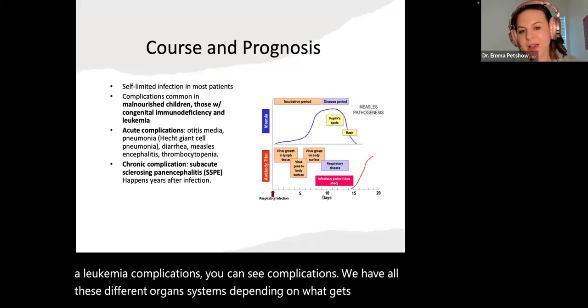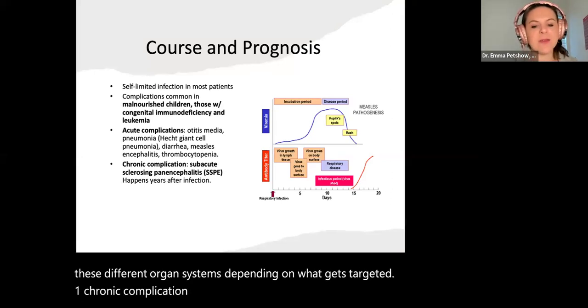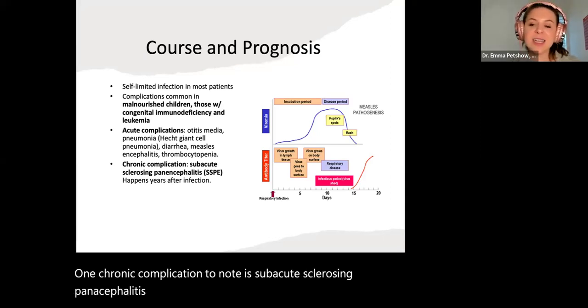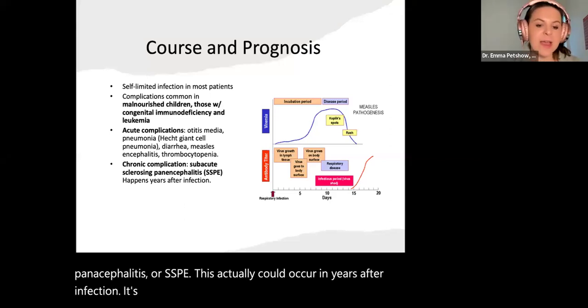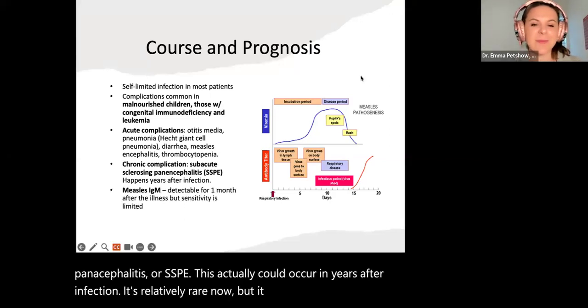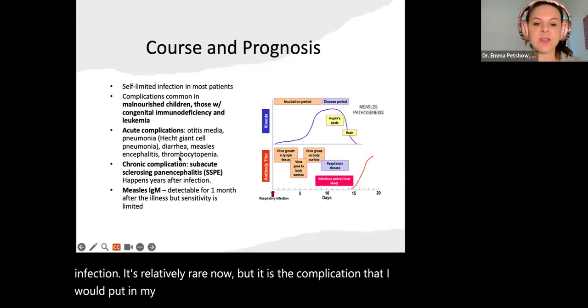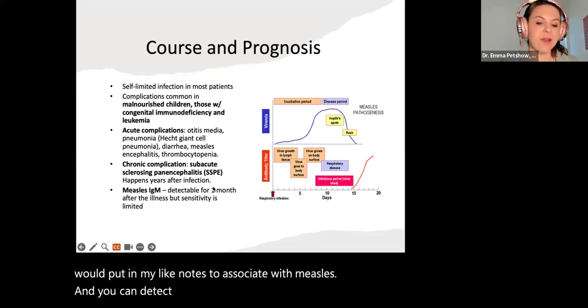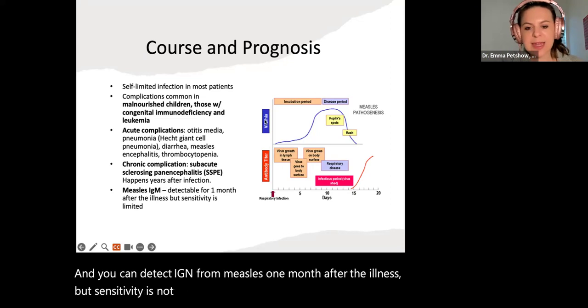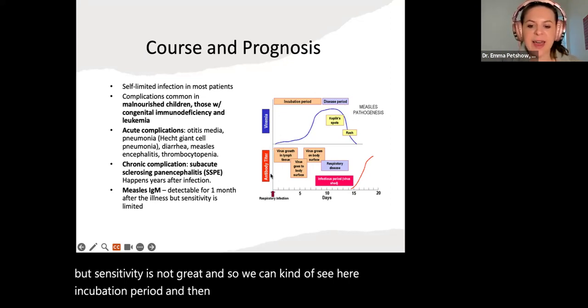One chronic complication to note is subacute sclerosing panencephalitis, or SSPE. This actually could occur years after infection. It's relatively rare now, but it is the complication that I would put in my notes to associate with measles. And you can detect IgM from measles 1 month after the illness, but sensitivity is not great. And so we can see here incubation period and then disease period, and then antibody titers show up a little bit later on.